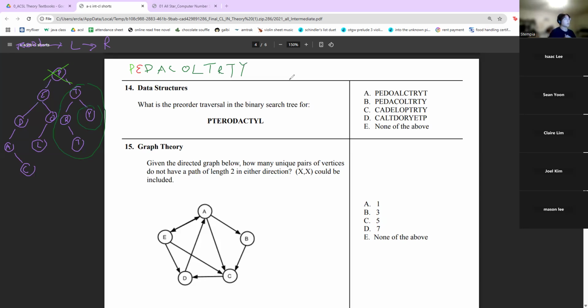And that's it. We're done with our pre-order traversal. So we have a final answer of PEDACOLTRTY, which is going to be answer choice.